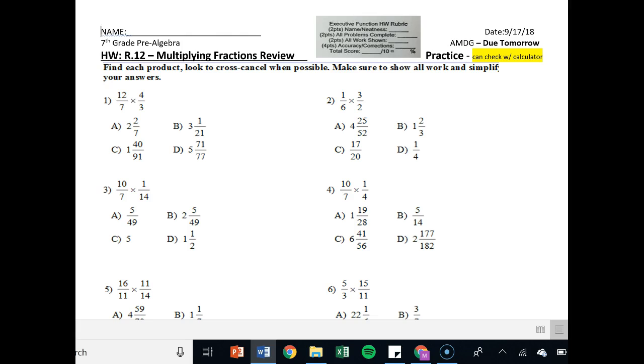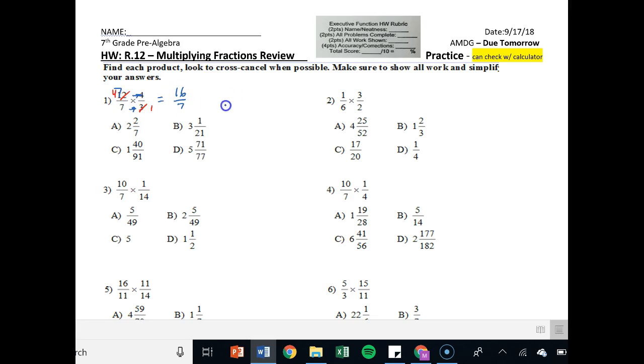your answers. So for number one, I looked diagonally, 7 and 4, they got nothing in common, but 12 and 3, I can divide them both by 3. So the 3 becomes a 1, the 12 becomes a 4, right? And then I multiply straight across. Doing that, I get 16 over 7, because 4 times 4 is 16, 7 times 1 is 7.